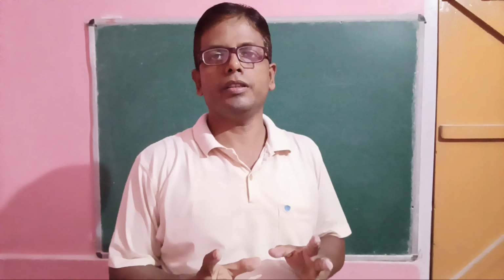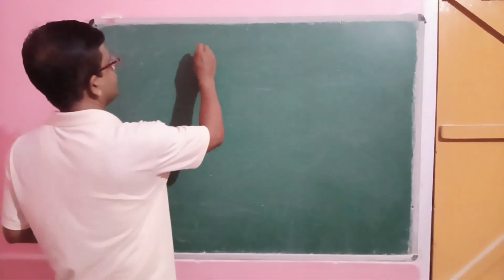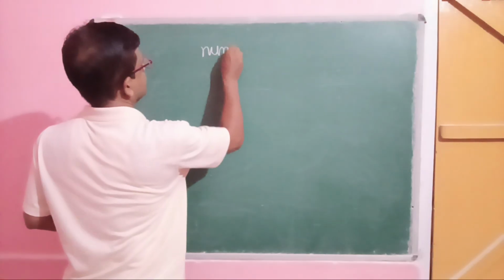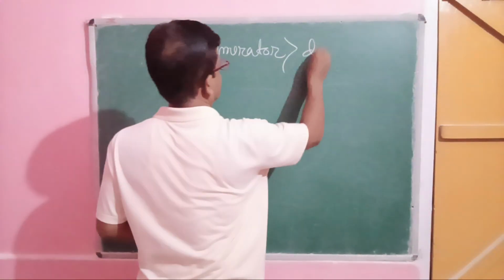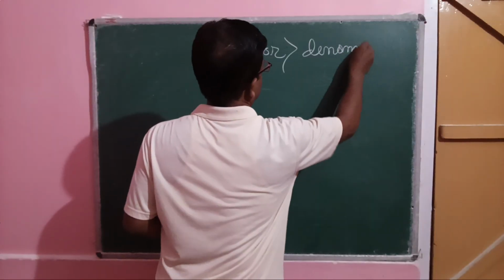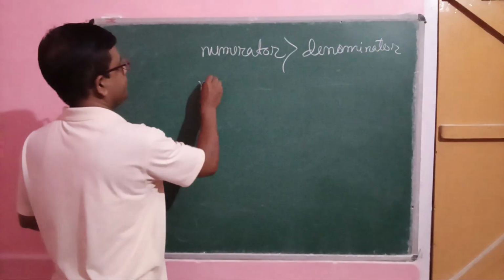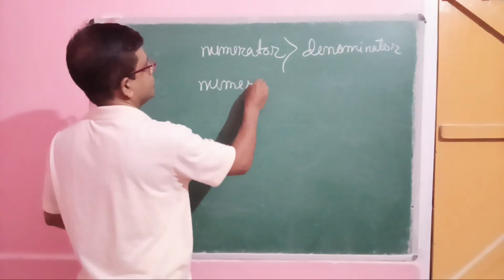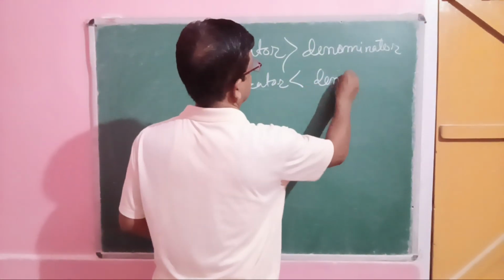So what we have seen? The relation between numerator and denominator, if we compare, sometimes the numerator is greater than the denominator, and sometimes the numerator is less than the denominator.